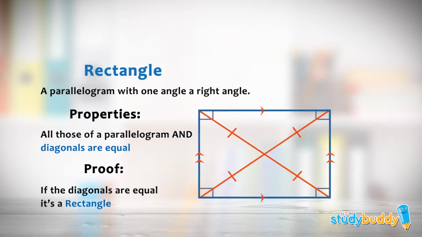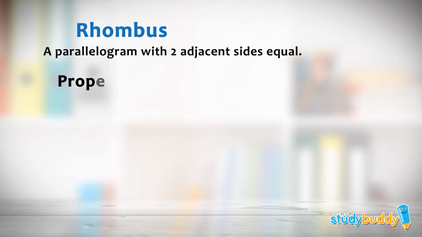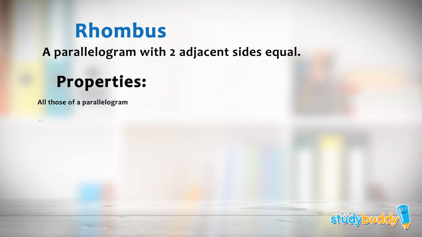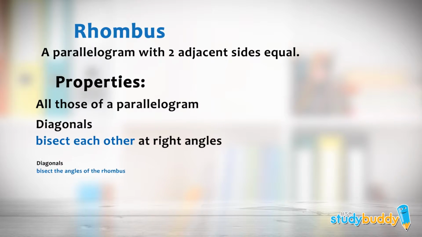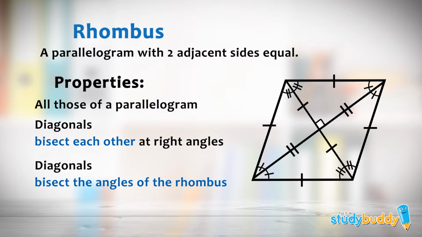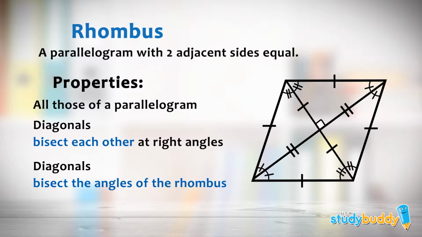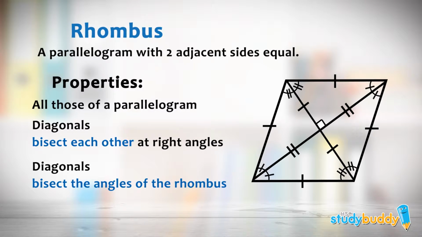Now we're going to move on to a rhombus, and again we're going to take this back to the parallelogram. So a rhombus can be thought of in terms of a parallelogram with two adjacent sides equal. Again, the properties include all of those of a parallelogram, plus some additional things. So the diagonals will bisect each other at right angles, as shown in the diagram, and the diagonals also bisect the angles of the rhombus. Very important facts to keep in mind.